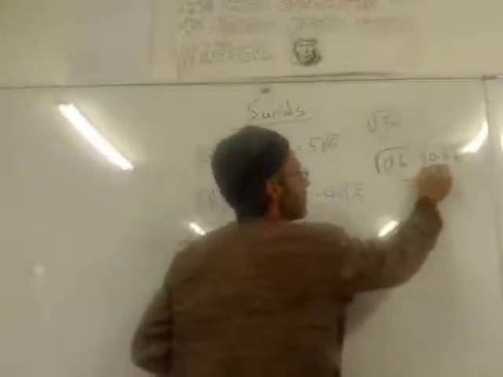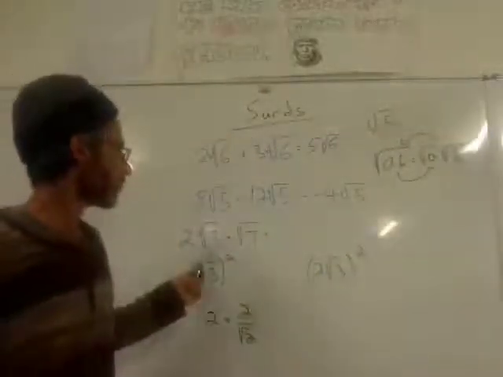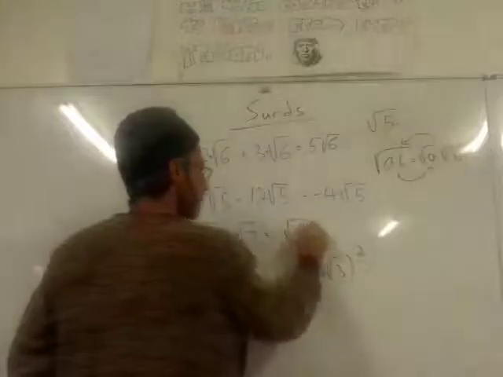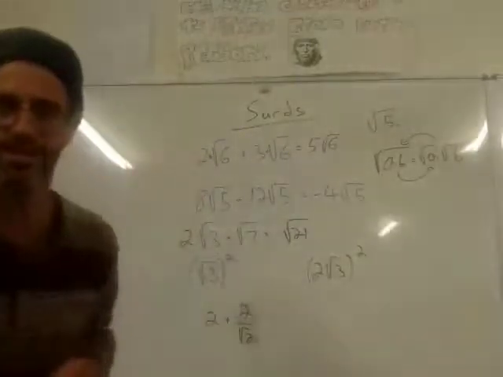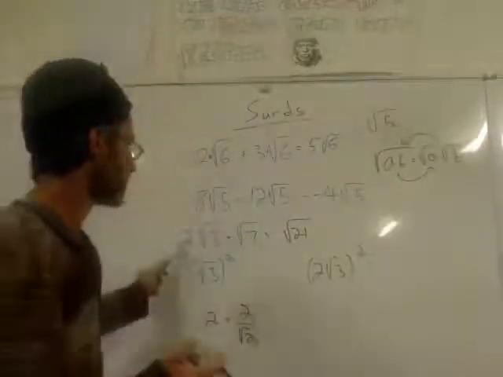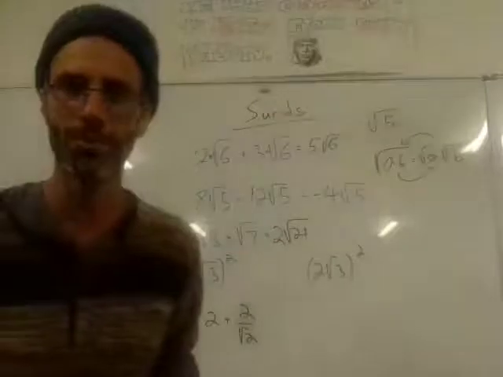Normally last year I worked from here to there. Now I'm going to work from here back to here. So square root 3 times square root 7 is square root 21, right? Square root of 3 times 7 inside the square root. But I mustn't forget the 2. So that's 2 times square root 21.